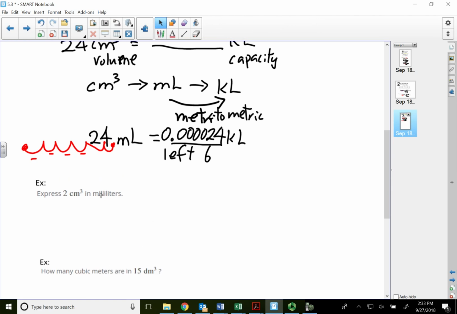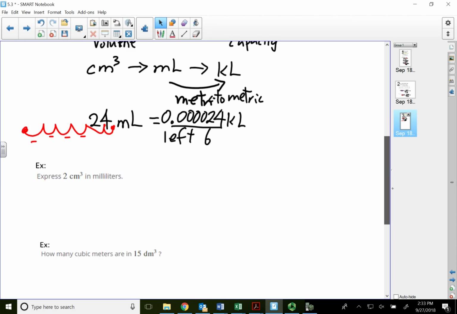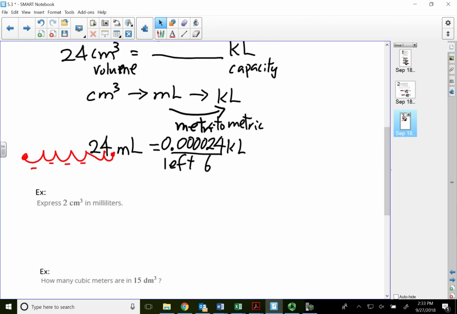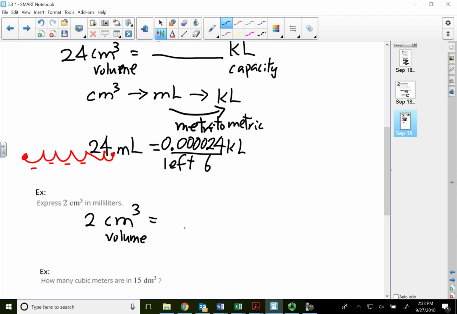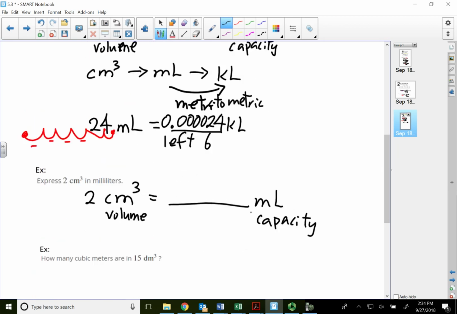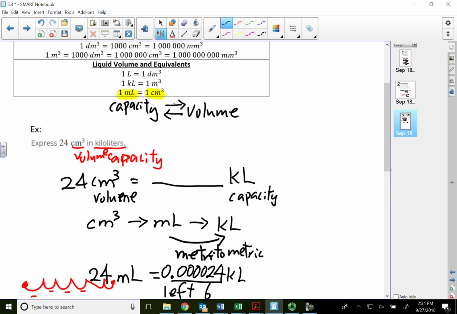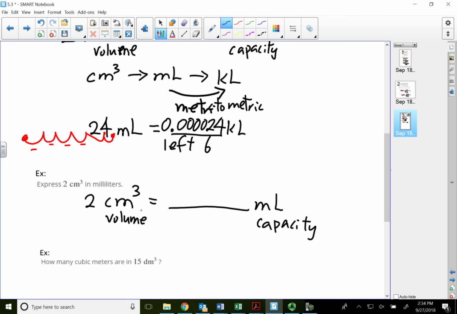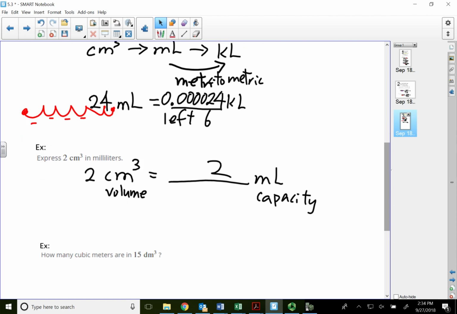So be very careful. Make sure you understand what you're trying to convert. All right, express 2 cubic centimeters. When you see 2 cubic centimeters, you already have volume, in so many milliliters, which is capacity. Whenever you convert between volume and capacity within the metric system, you need to look at this liquid volume equivalent. Milliliter to cubic centimeter is a 1-to-1 ratio. So that means if I have 2 cubic centimeters, I have 2 milliliters. By the way, I don't know if y'all ever remember something called a cc.